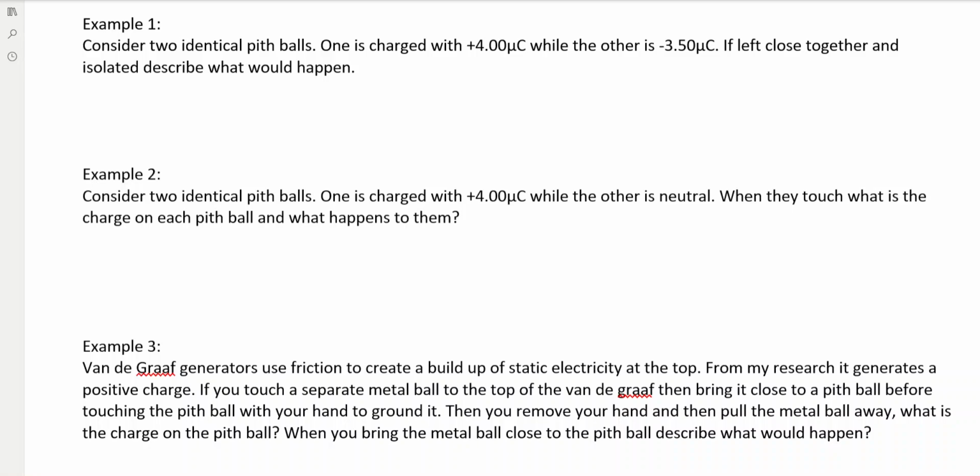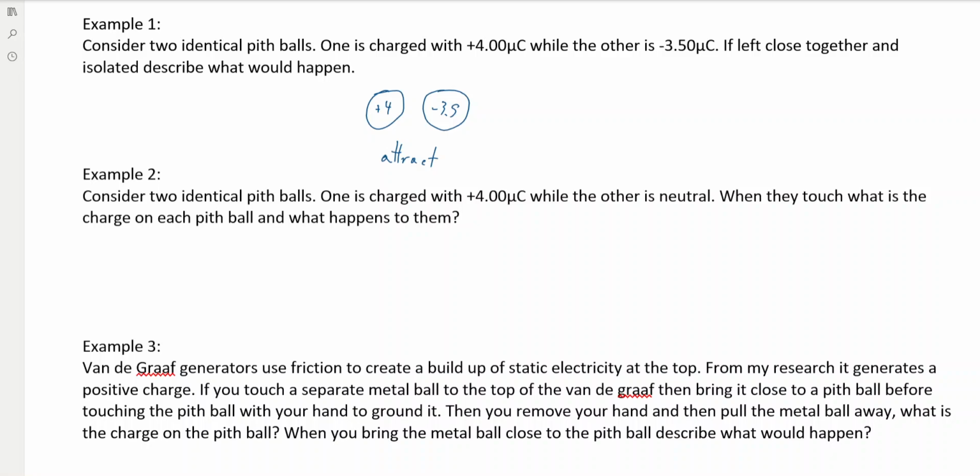So if you bring two pith balls together and let's say it's isolated, meaning nothing else is touching them, okay? They're just floating in a vacuum, no gravity, nothing else. No charges are leaking, anything like that. What would happen? Well, if this one was plus 4 to begin with, and this one was negative 3.5 to begin with, then what we're going to have is an attraction, first of all. So first of all, they're going to attract.